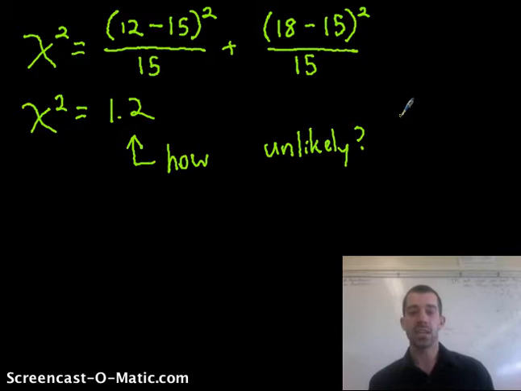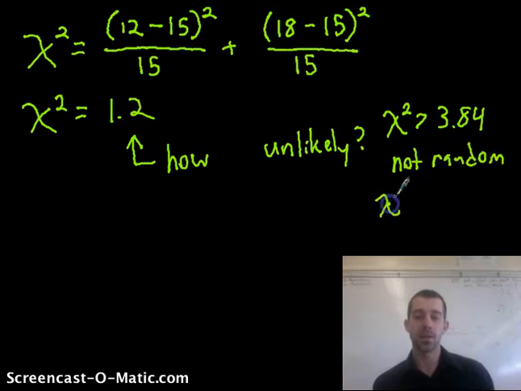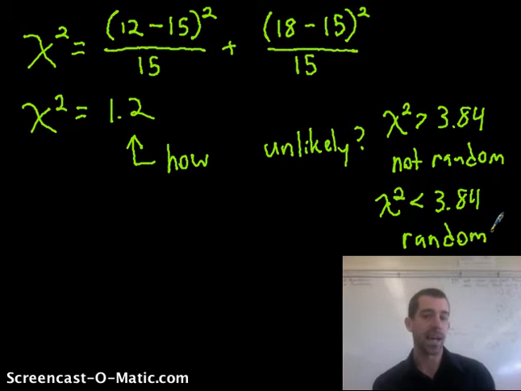But for right now, in the tests that you're going to be doing, we're just going to say that if chi-squared is greater than 3.84, then we're going to say that it is too unlikely. So that means it's not random. But if chi-squared is less than 3.84, we're going to say that that was random. It's unlikely, but not that unlikely.